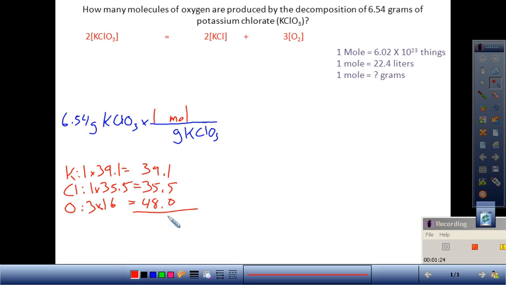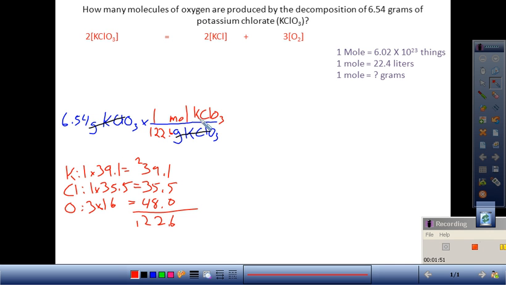Alright, I need to add all of those up. Let's see if I can do this without a calculator. 122.6. That number gets up there. It's always for 1 mole. I'm going to cross off my like units. And while I'm at it, I'm going to put my chemical up here.